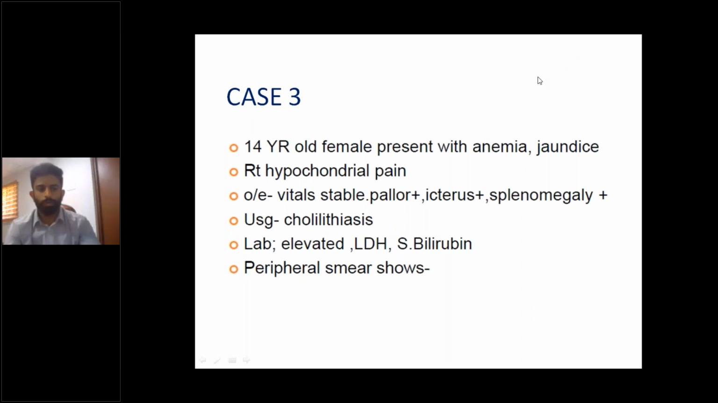Right. So 14-year-old female presents with anemia, jaundice, right hypochondrial pain. On examination, the vitals are stable. There is pallor, there is icterus, there is splenomegaly. The ultrasound shows cholelithiasis. That means there is a gallbladder stone. The lab values show elevated LDH and serum bilirubin. The peripheral smear shows, that will be in the next picture.